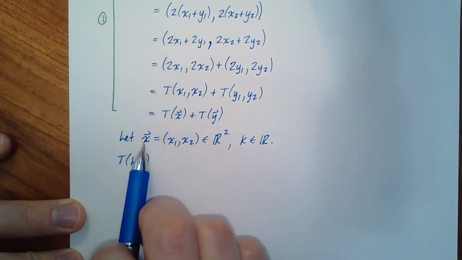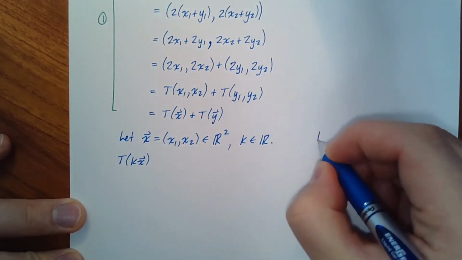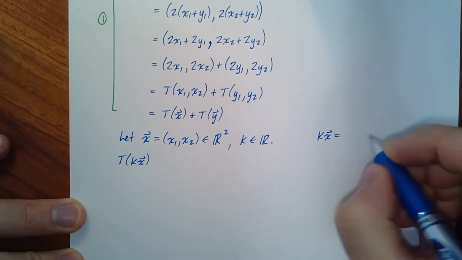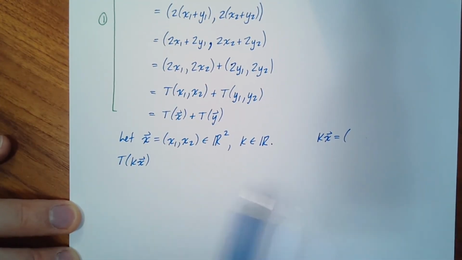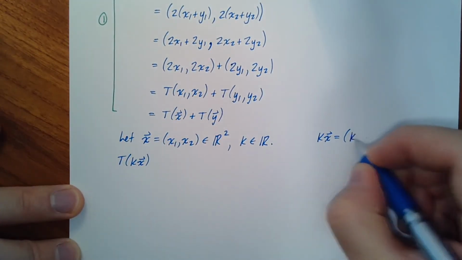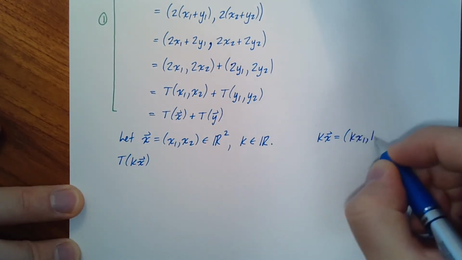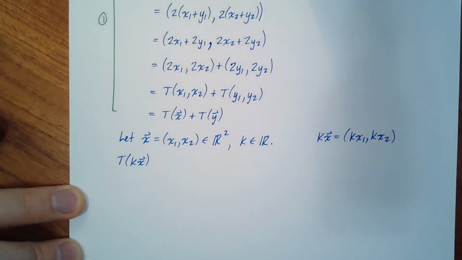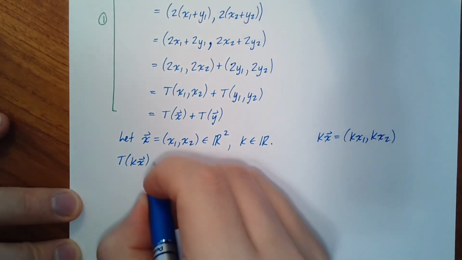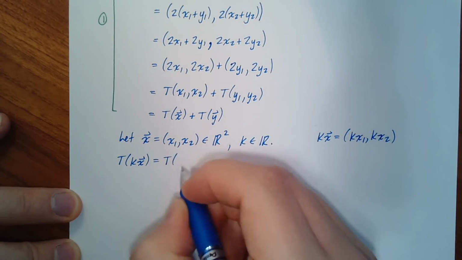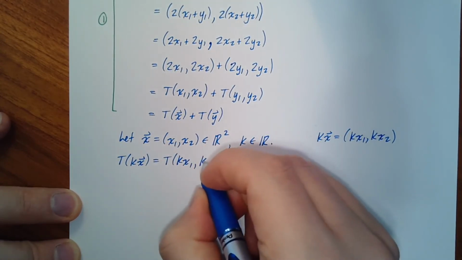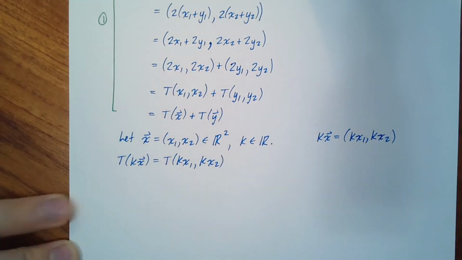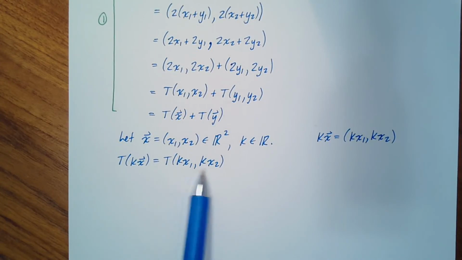If x is given by these coordinates, then kx, well, you're multiplying a coordinate vector by a scalar. You're going to multiply each of the coordinates by that scalar. So you're going to get kx1, kx2. So this is going to be T of kx1, kx2. Just replacing kx with what it really means.